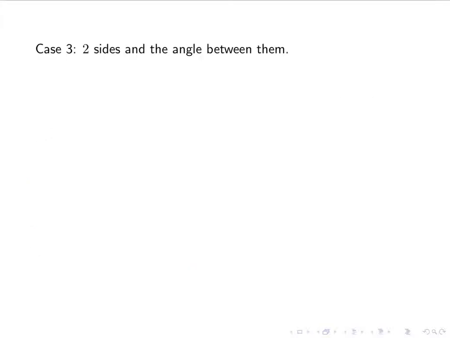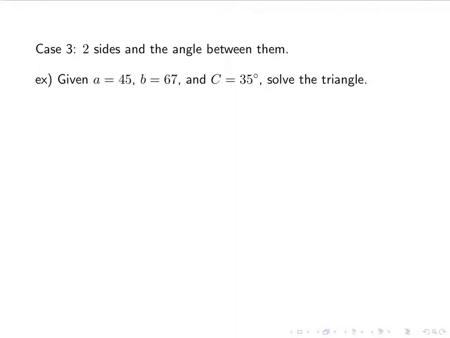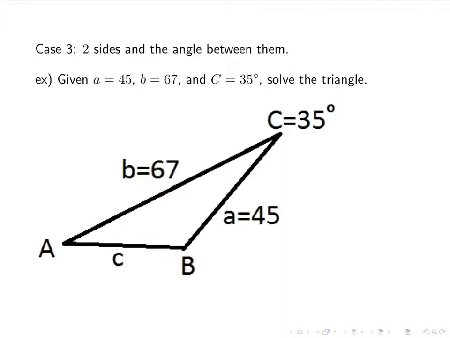So case 3 is two sides and the angle between them. Again, that's the information you're given. As an example, we're given side a is 45, side b is 67, and angle C is 35. And we want to solve the triangle, so we want to find the remaining pieces of information. So here is a possible picture of our triangle. And just like with the law of sines, I suggest that you write down this triangle so that you can refer back to it when we're doing the math.